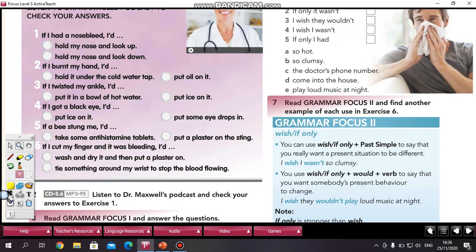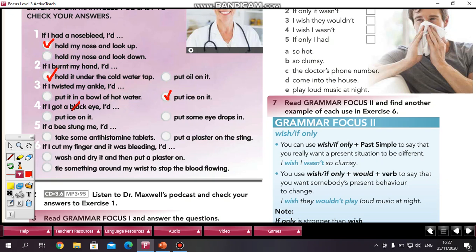So if I had a nosebleed, I would do what? Hold my nose and look up or hold my nose and look down. So you are used to this first option. If I burnt my hand, I'd hold it under the cold water tap or put oil on it. So I wouldn't put oil, definitely. If I twisted my ankle, I would put it in a bowl of hot water or put ice on it. Twist: hot water or cold? So probably it's going to be connected to the cold one.